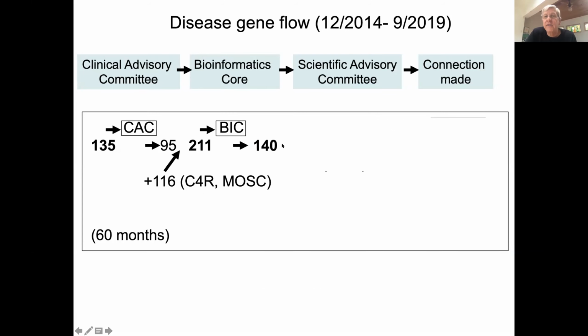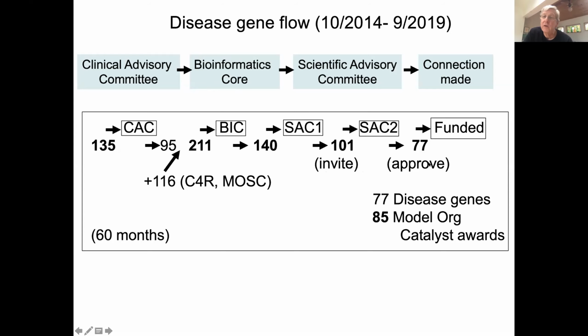Of those proposals, 77 of the genes had at least one grant or Catalyst Award funded. These 77 genes actually had 85 model organism Catalyst Awards. So I think 80 of the genes actually had 2 independent awards in 2 different model organisms. So this is basically how it goes.